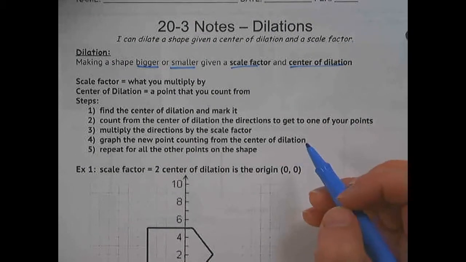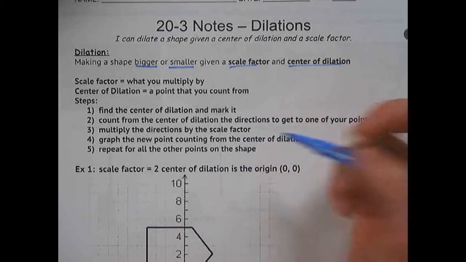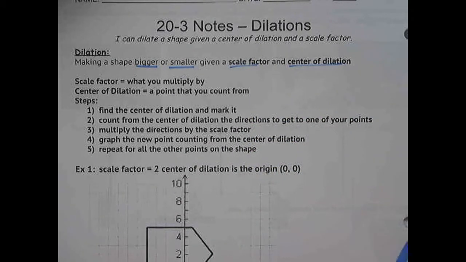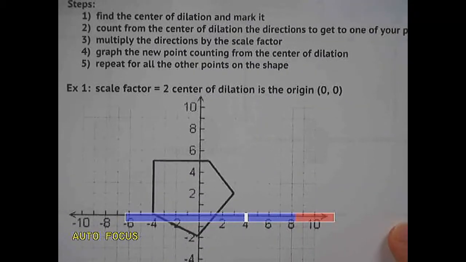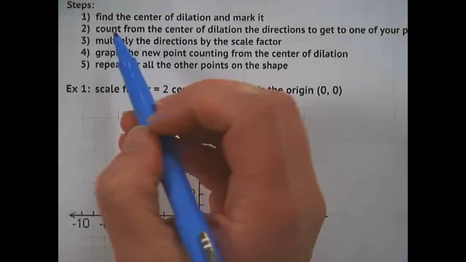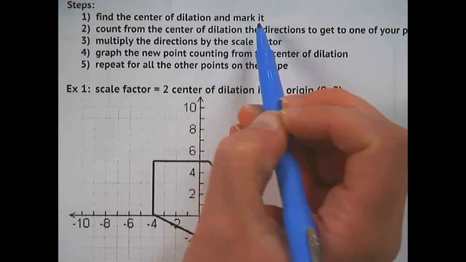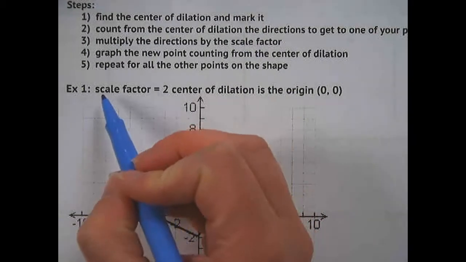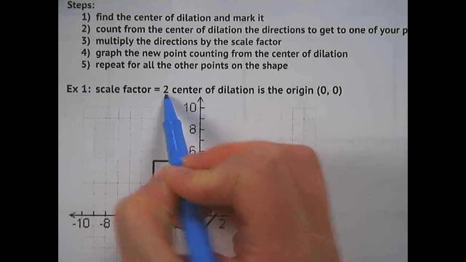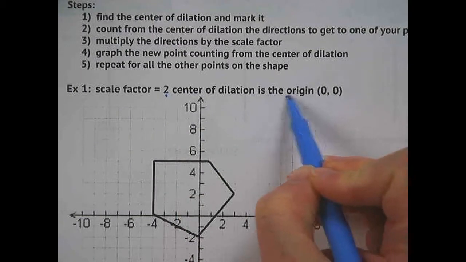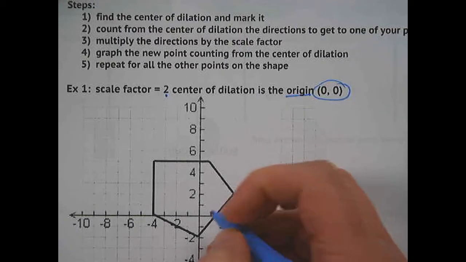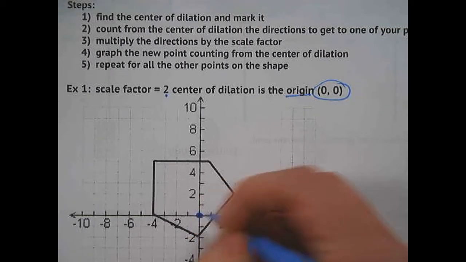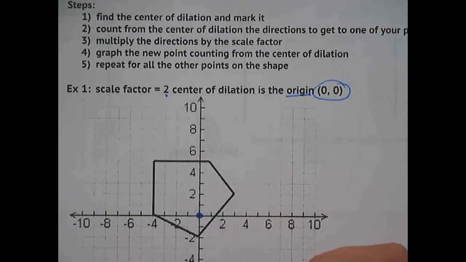For those of you who like steps, we've got 5 steps of doing a dilation here. We're going to go through this example following these steps. Your first step is to find the center of dilation and mark it, so we put a point there. For this first example, our scale factor is 2, and the center of dilation is the origin, the point 0, 0. I'm going to find the point 0, 0 on my graph and mark it. That's where we're going to be starting from for all of these steps.